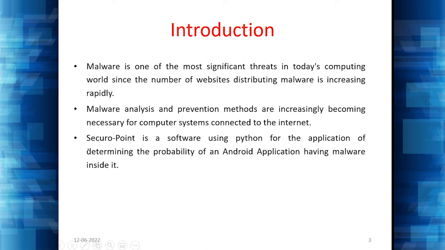Introduction. Malware is one of the most significant threats in today's computing world, since the number of websites distributing malware is increasing rapidly. Malware prevention methods are increasingly necessary for computer systems connected to the internet. Our project is software using Python, an application for determining the probability of an Android application having malware inside it.